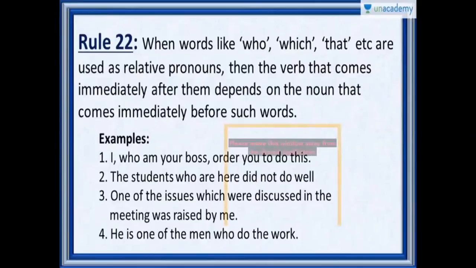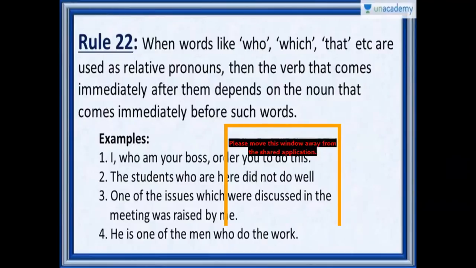Now, sometimes in our complex sentences, yes, we have learned what, who, when, where, that, all these are used, no? They are called relative pronouns. Okay, and sometimes they are called subordinators also. Now, if you have them in your sentences, what will happen? Whatever comes immediately after them depends on, for example, after who, look at the rule. When the words like who, which, that, etc. are used as relative pronouns, then the verb that comes immediately after them depends upon the noun that comes immediately before such words.